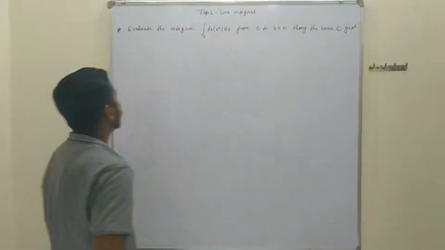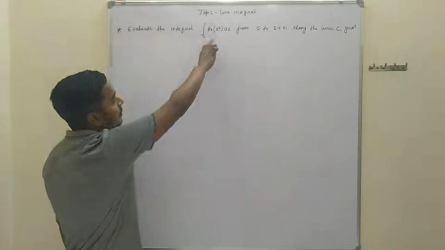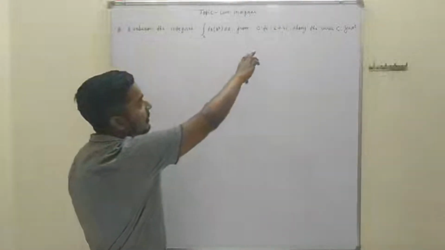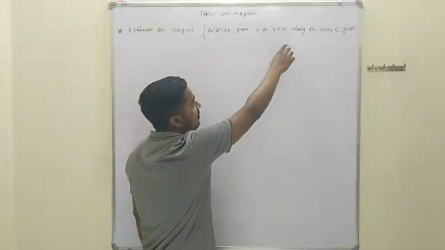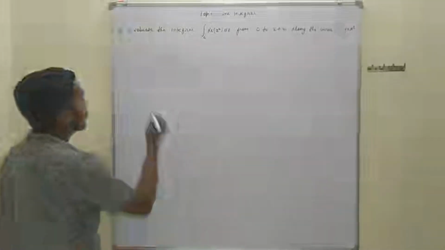The question is given: evaluate the integral, closed integral, real part of z squared dz, with limits from 0 to 2 plus 4i, along the curve y equals x squared. Let's solve the problem.